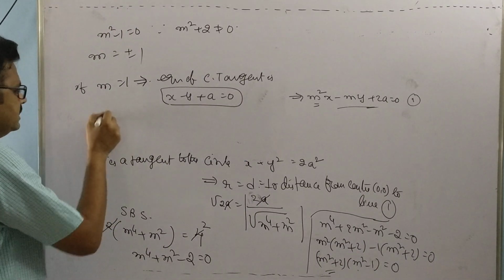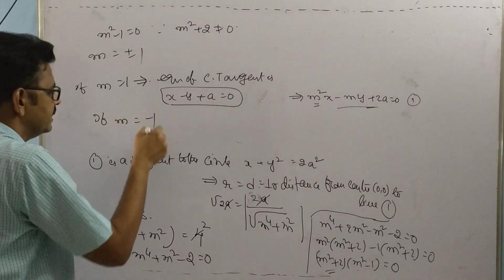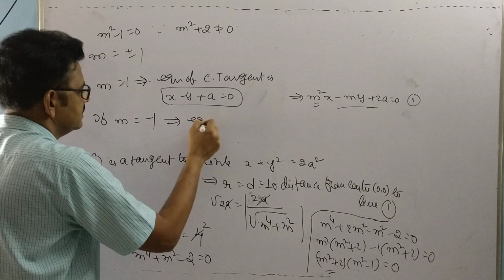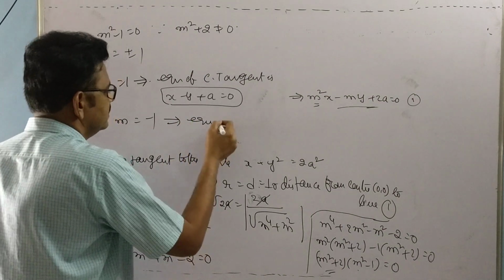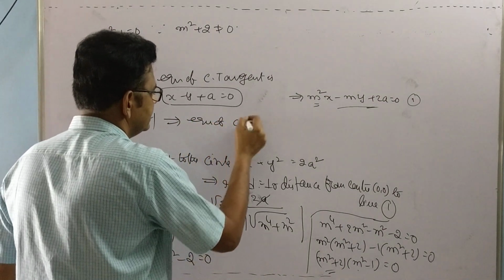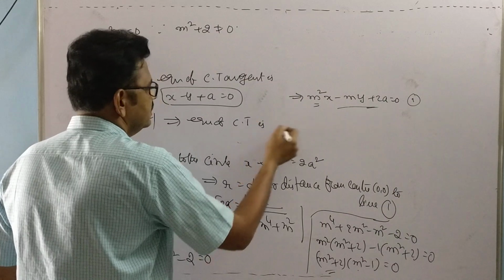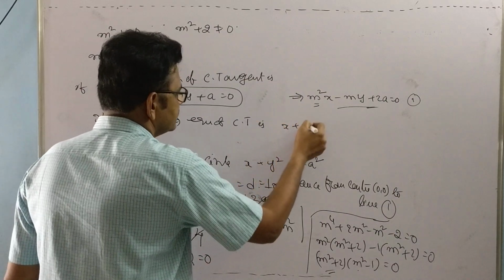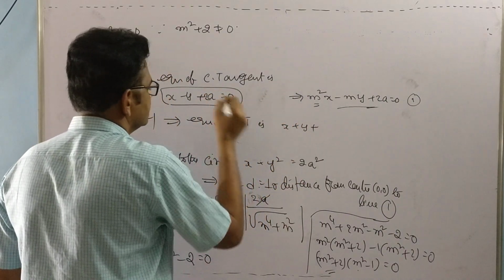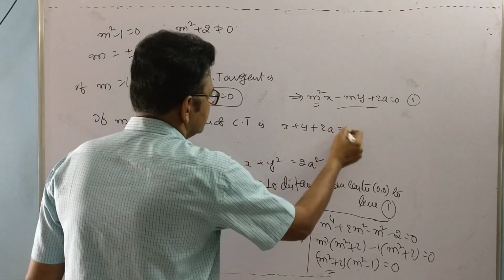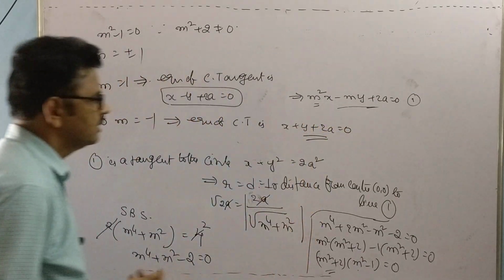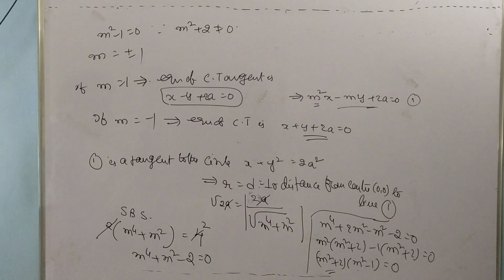Like if m is equal to minus 1 implies equation of other common tangent is, that is x plus y plus 2a equal to 0. So these are the common tangents.